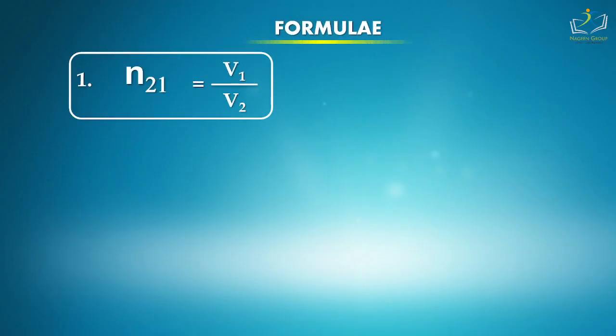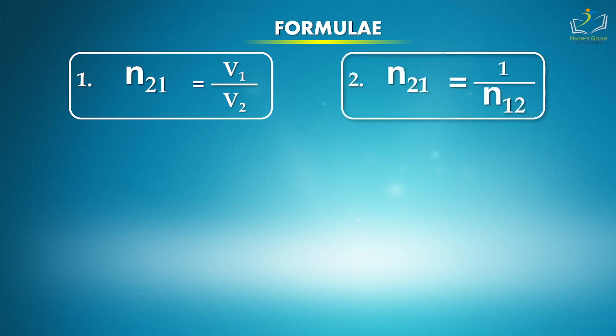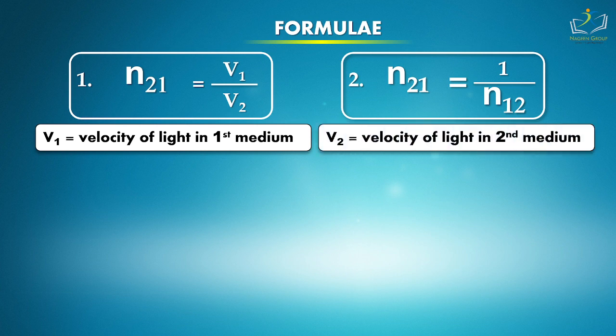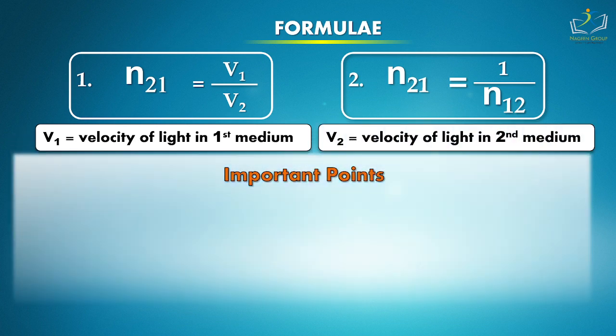Now, what is the formula we learned? N21 is equal to the velocity of one medium to the velocity of the second medium. N21, what does it mean? It is the reciprocal of, we can say, the refractive index of 1 with respect to 2, right? V1 is the velocity of light in the first medium. V2 is the velocity of light in the second medium.